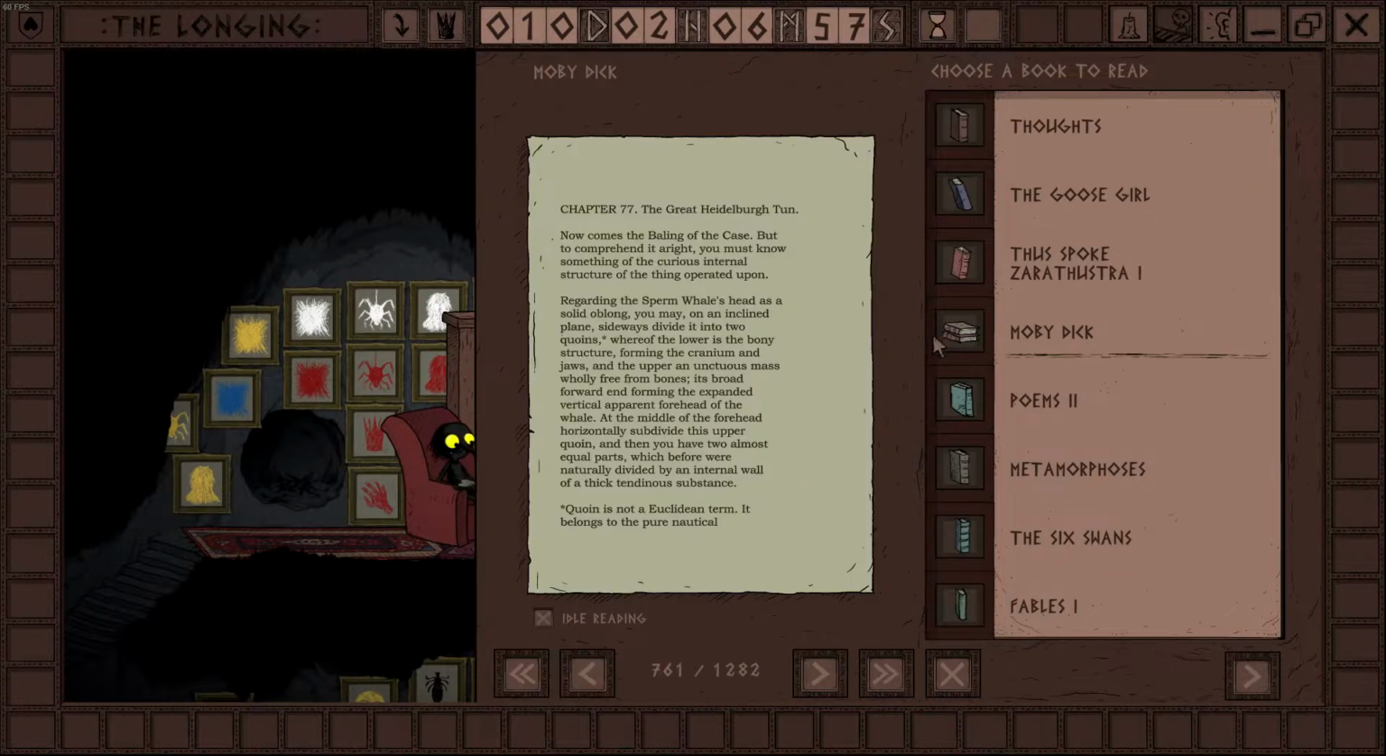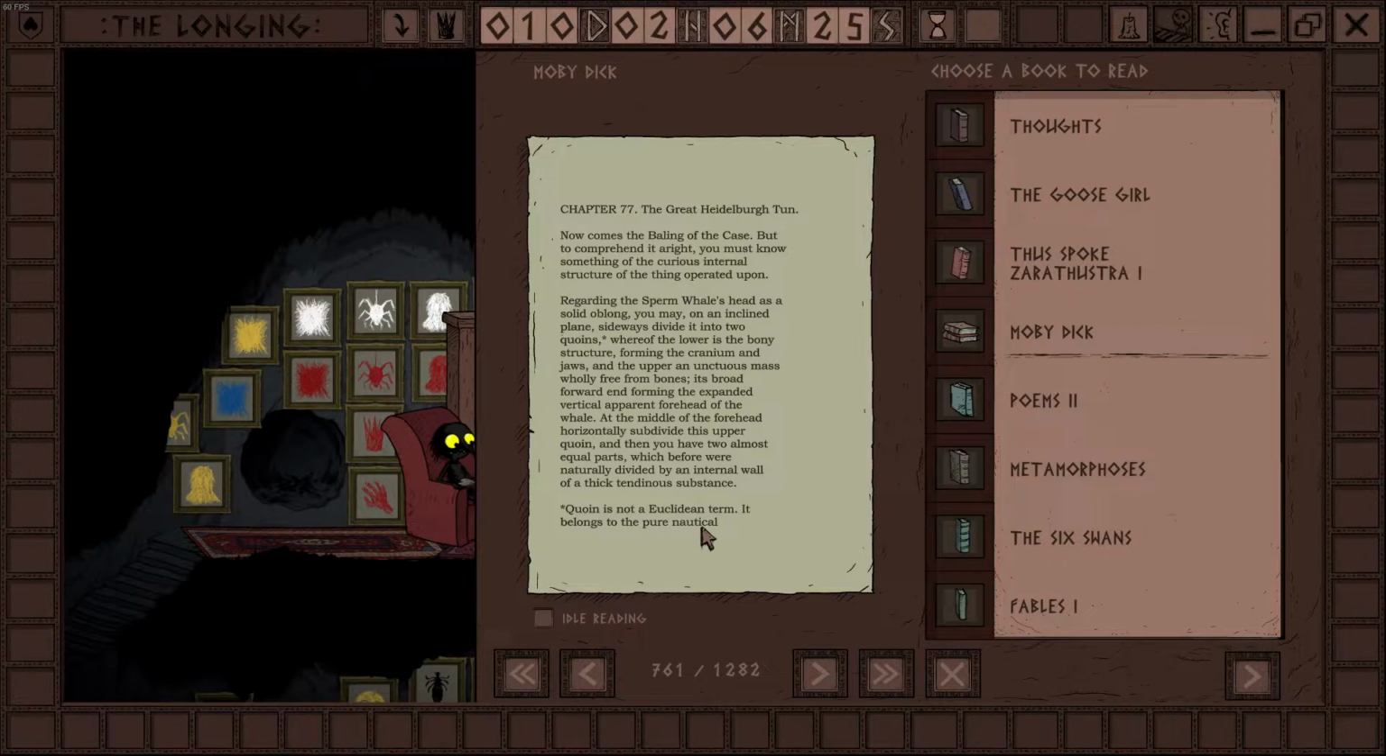Read a book. Moby Dick. Chapter 77. The Great Heidelberg Tun. Now comes the bawling of the case. But to comprehend it aright, you must know something of the curious internal structure of the thing operated upon. Regarding the sperm whale's head as a solid oblong, you may, on an inclined plane, sideways divide it into two quoins.